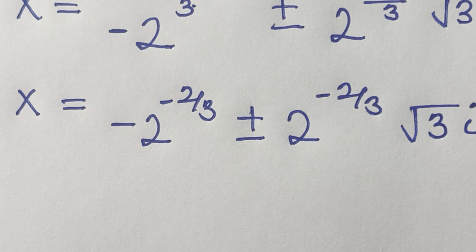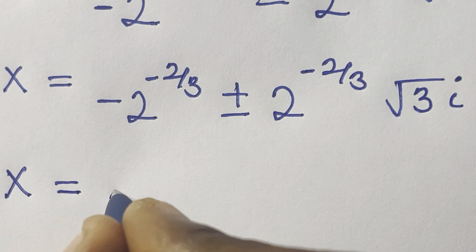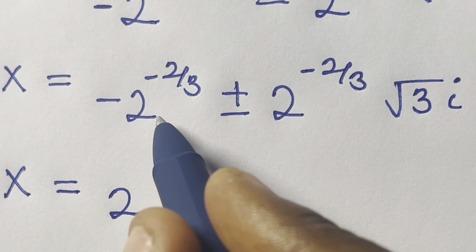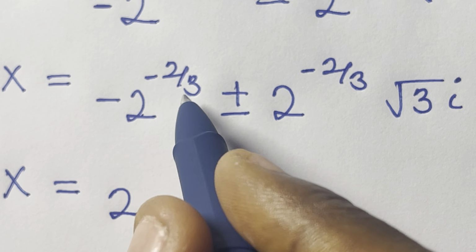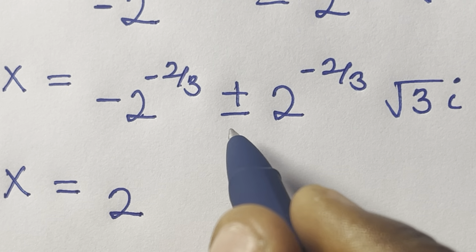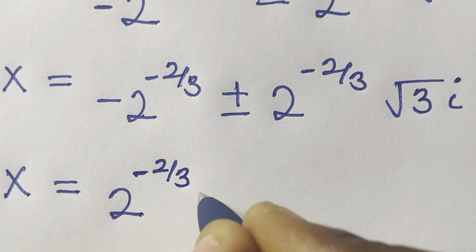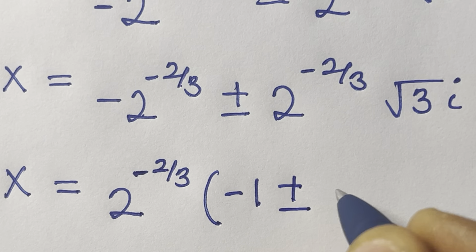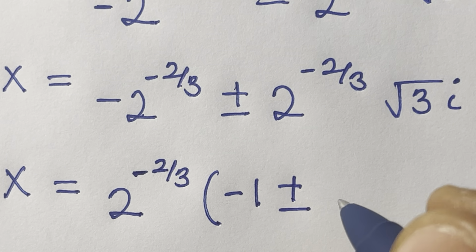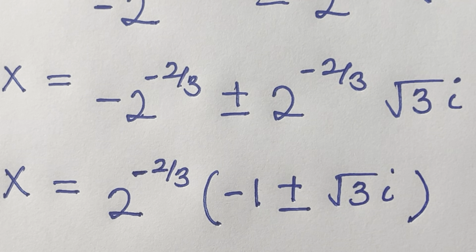So therefore, we have x equals 2 raised to the power minus 2 over 3 in common. That's what we want to factorize out. We have 2 raised to the power minus 2 divided by 3, and what is left here is minus 1 plus or minus square root of 3i. Guys, this is our final answer.